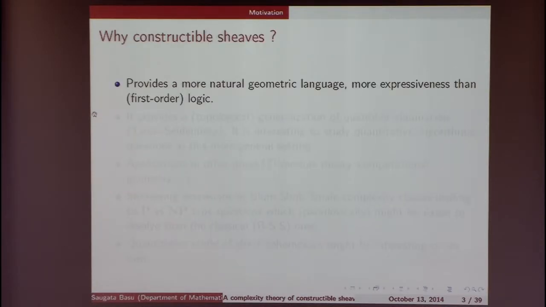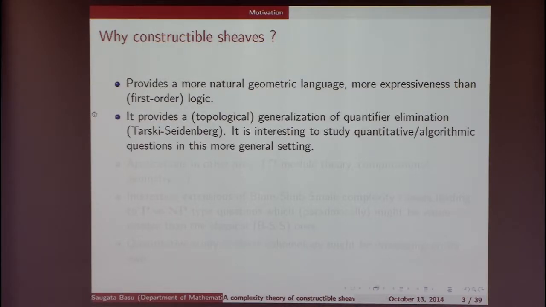Okay. So I'll just go through the motivations quickly. First of all, we'll see that constructible sheaves provide a more geometric language, and kind of more expressive than the usual first-order logic, which we'll explain. It provides, in a certain sense, a topological generalization of the Tarski-Seidenberg quantifier elimination theorem, which people have studied from complexity aspects for a long time. So it is interesting to study these quantitative questions in this more general setting.